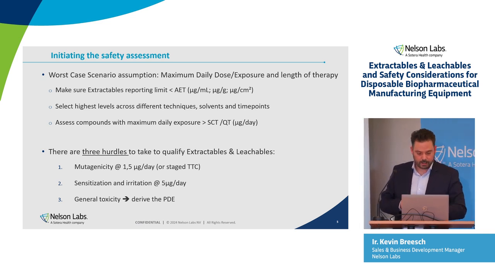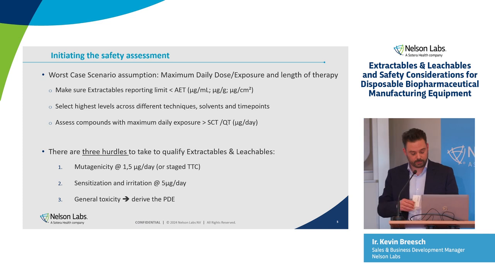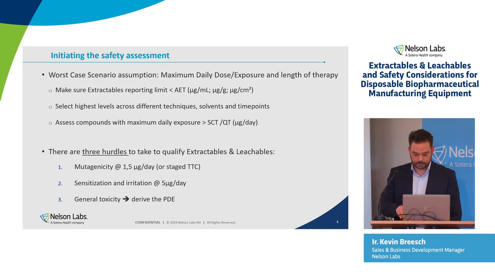therapies. Like mentioned, there are 3 hurdles to overcome. Mutagenicity for chronic starts at 1.5, sensitization and irritation from 5, and general toxicity also from 5, but that would then lead to a permissible daily exposure.